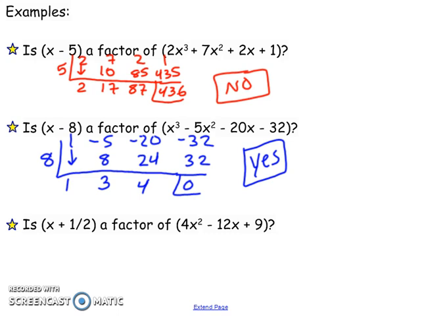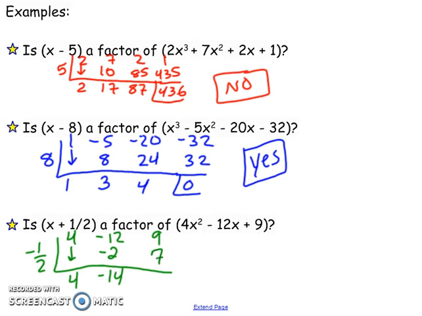Okay, so for this one, x plus 1/2, we're going to put negative 1/2 on the outside. 4, negative 12, and 9. 4 comes down. I multiply, and I get negative 2. I add it, I get negative 14. Negative 1/2 times negative 14 is a positive 7. I add, I get 16. No, it's not a factor since my remainder is not a 0.